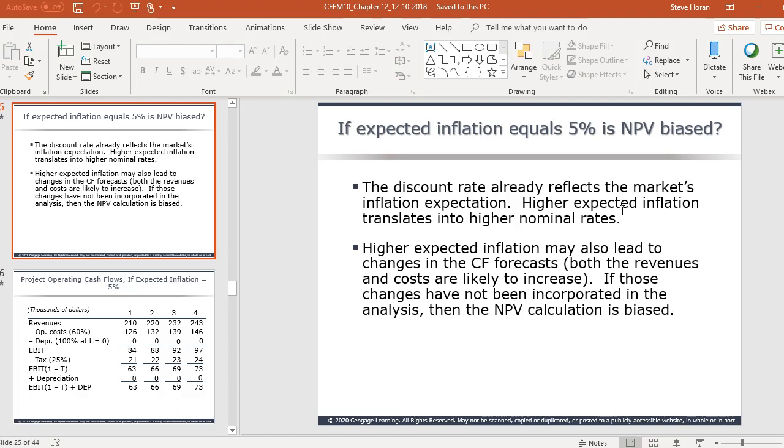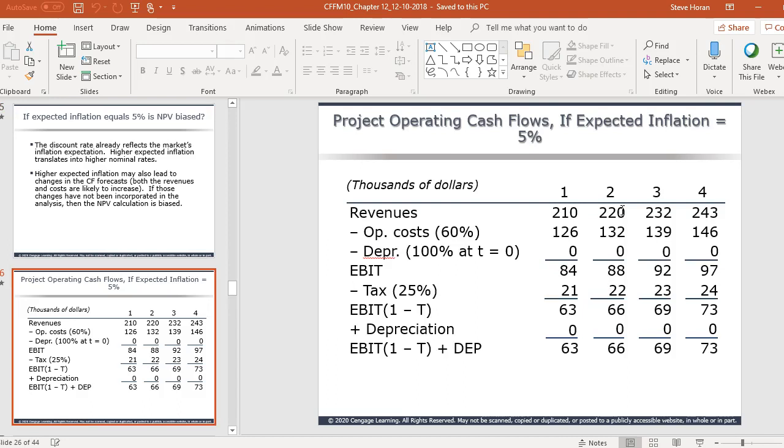But then I have to ask the question, well, can I really do that in the marketplace? Would the marketplace let me sell the product for more than $2, right? So at 5% higher, it'd be $2.10 in year one, and so on. So here's my new cash flows based on starting in year one, increasing at 5%, and then remember that everything else kind of goes up in correlation because operating costs are 60% of revenues, and then tax is 25% of my EBIT.